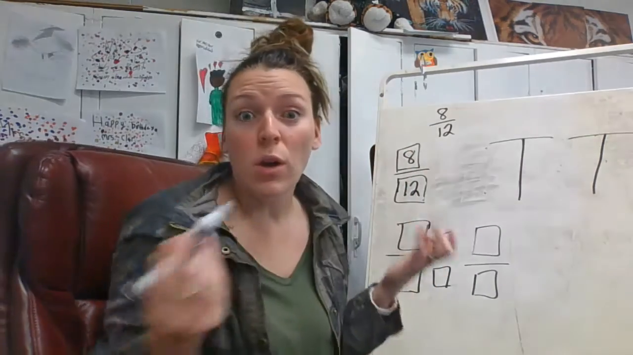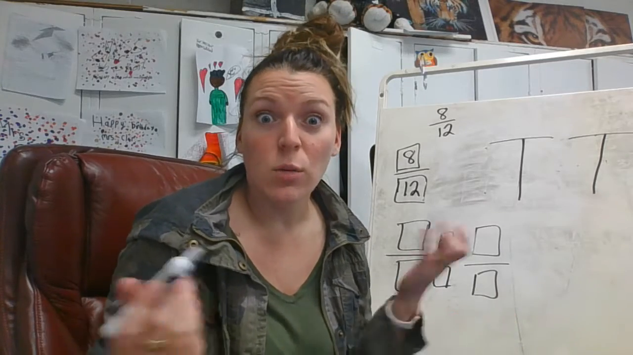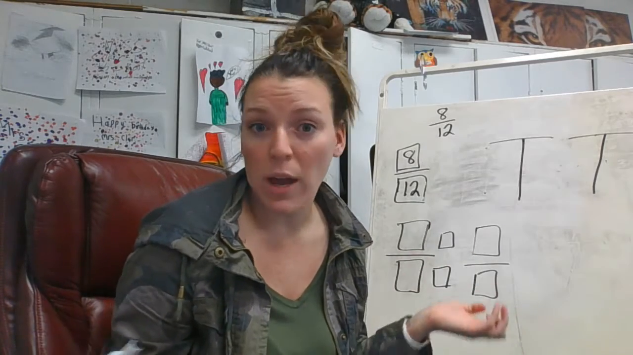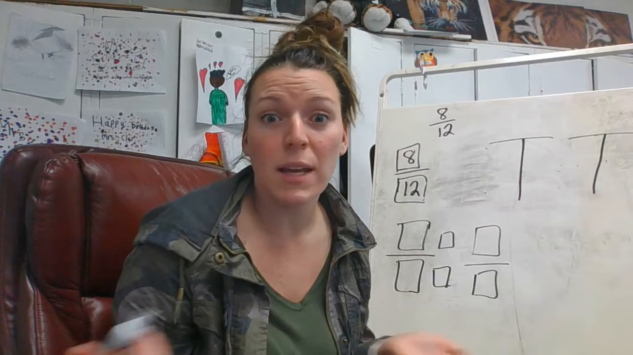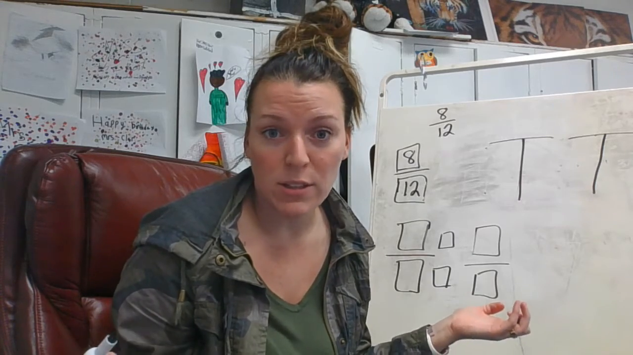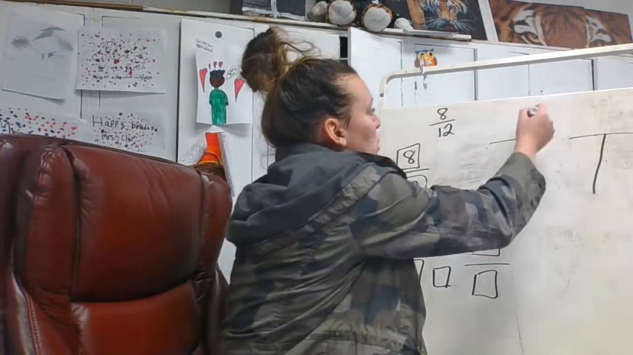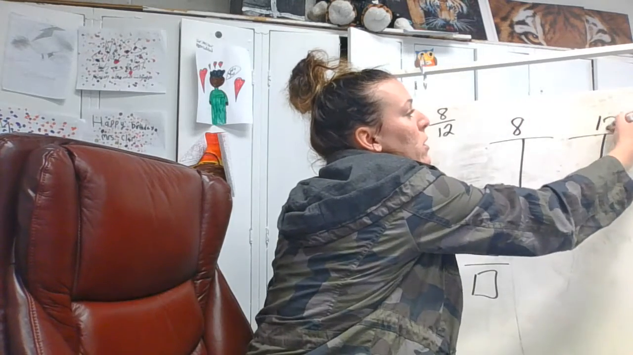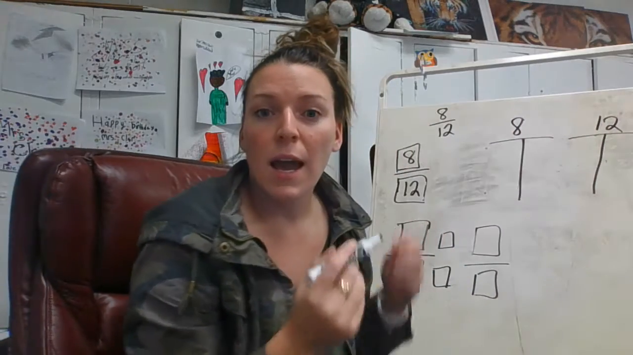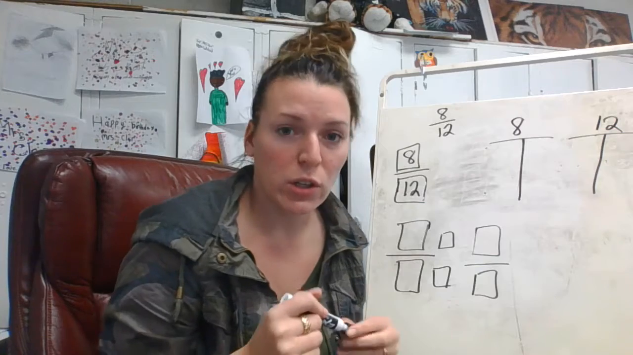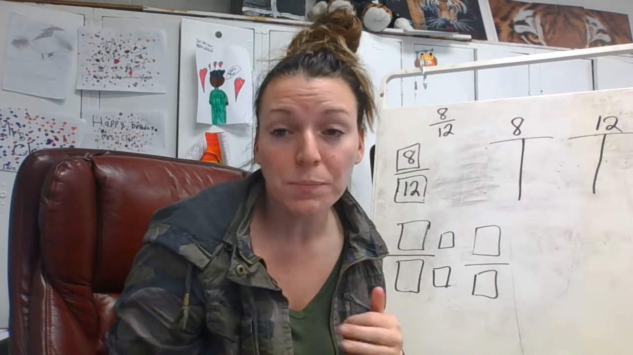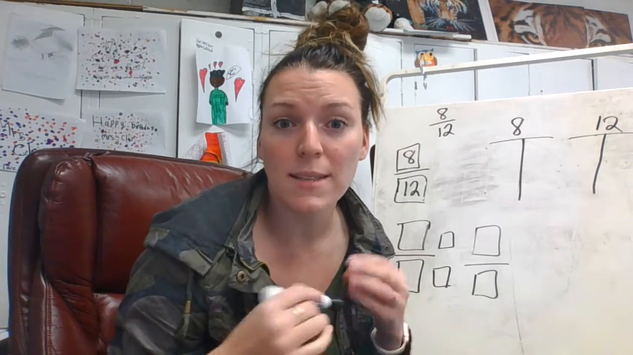Now 8 and 12, if you don't know if it can be simplified, simplify anyway. It's just one step and it keeps you from getting it wrong every time. So you're going to put your numerator and your denominator over on the T-charts. And this is where you figure out your least common multiple, or what multiplies together.